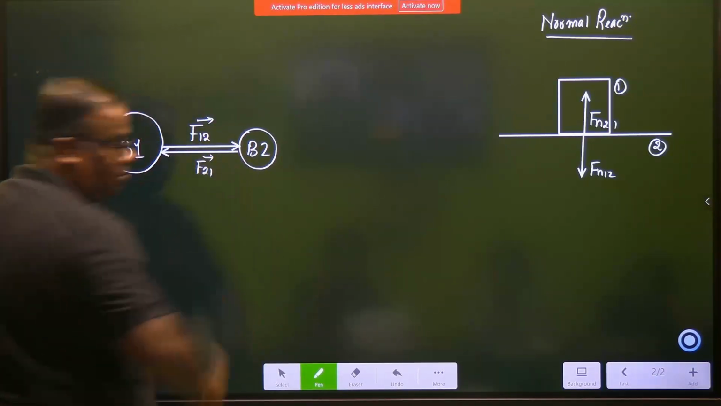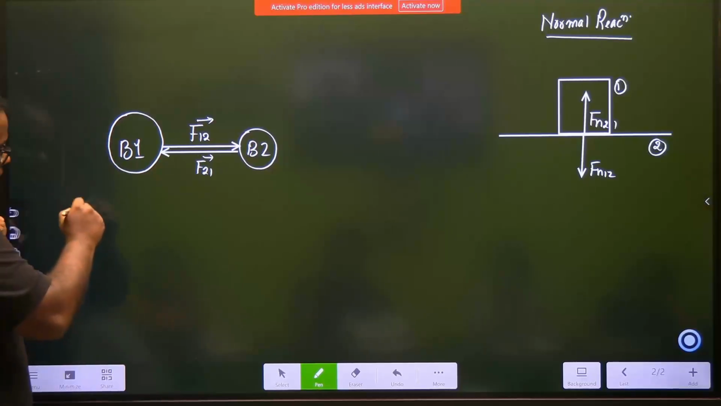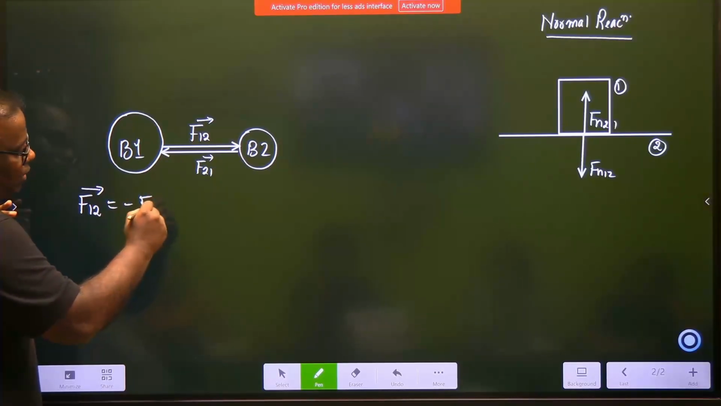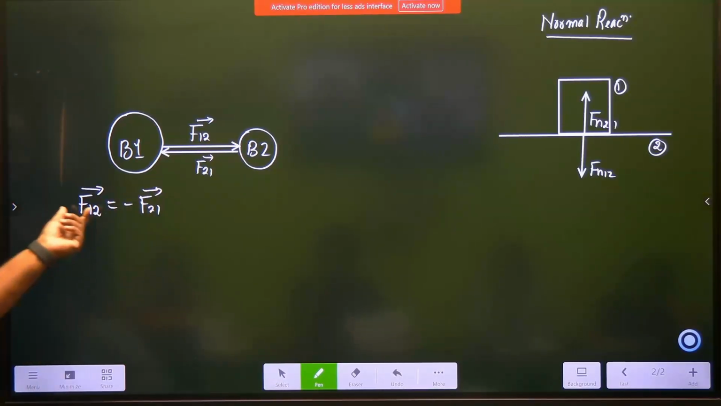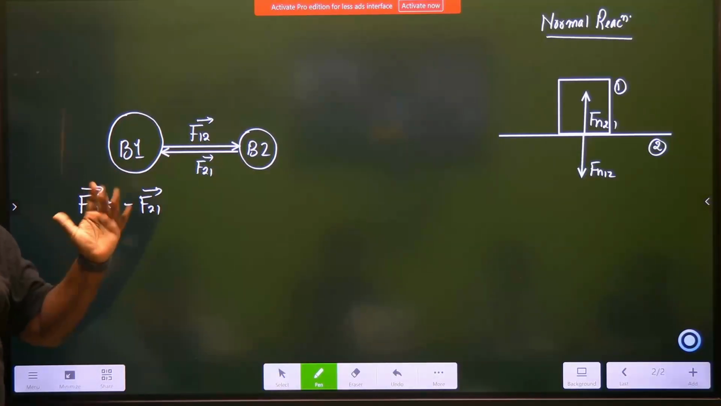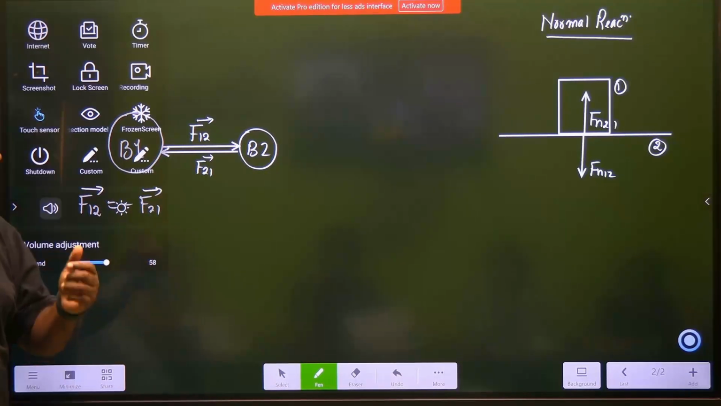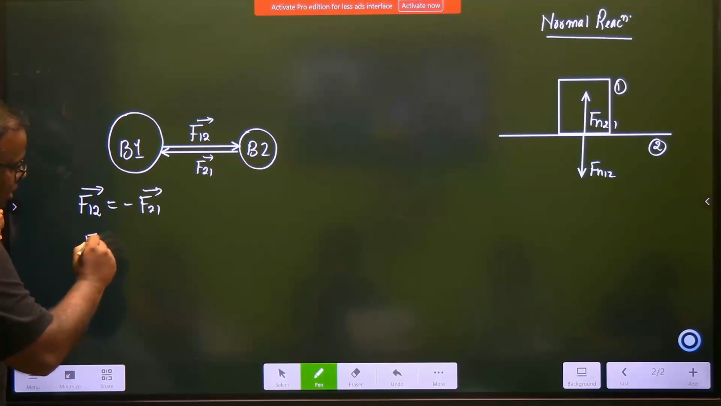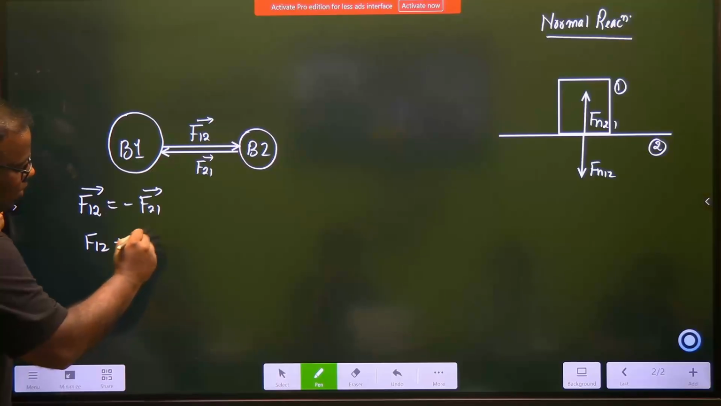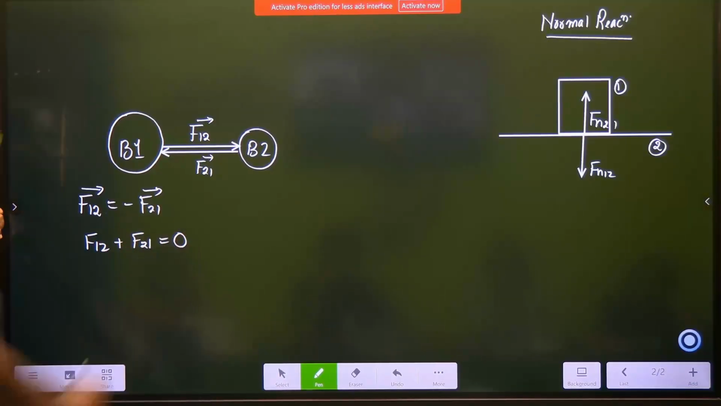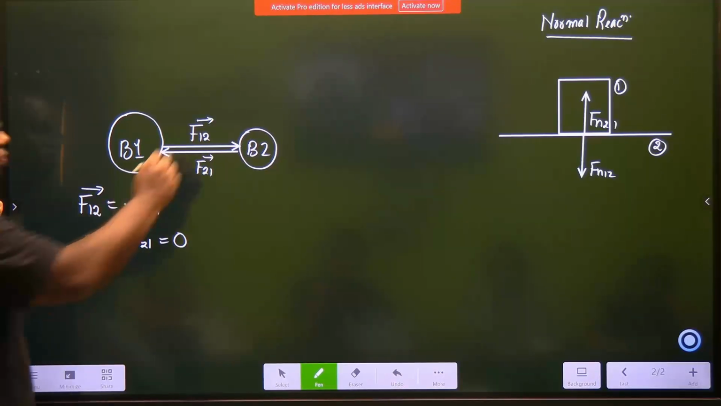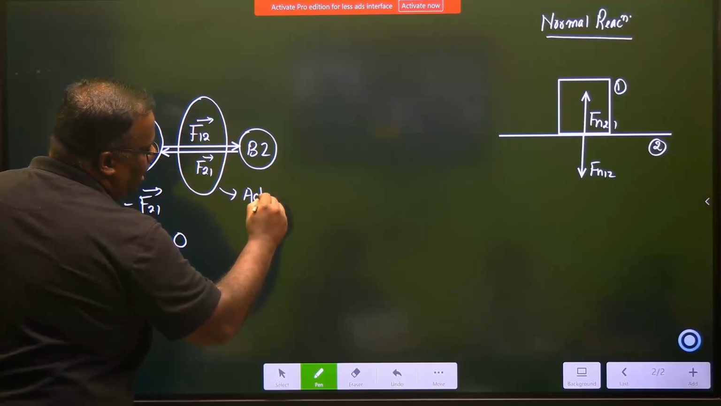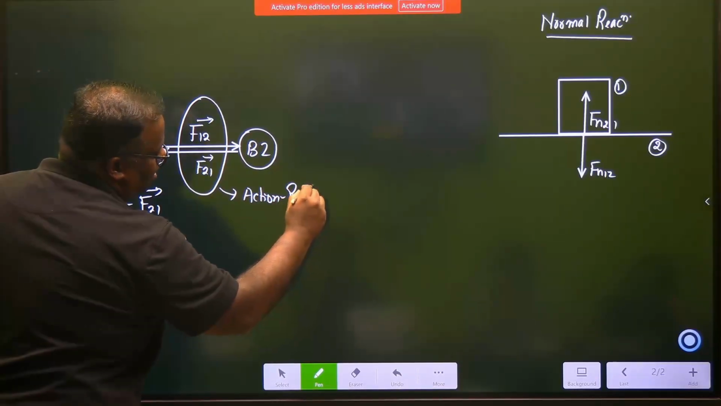So this is F21. In vector form we write, F12 is negative of F21. Negative means both the vectors have equal magnitude, their forces are equal. Negative means their directions are opposite. So in other ways, you can write that F12 as a force, and if you add F21, you get 0. Such two forces constitute what is known as an action-reaction pair.